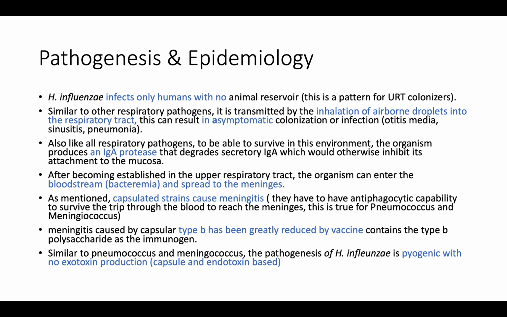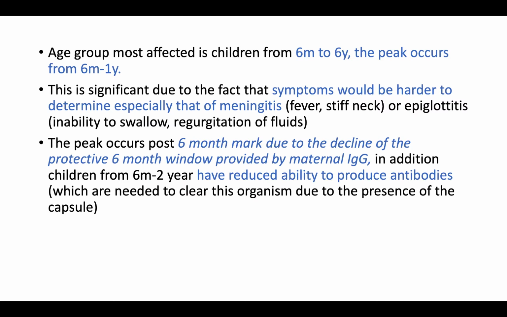They have no endotoxin, no exotoxin, and no immune-mediated disease. This is just purely pyogenic. Age group: Haemophilus, 6 months to 6 years, and it peaks at the 1 year mark. This is significant because this is where people are not yet fully immunized. Later ages are usually better covered by immunization. It is also significant because symptoms of meningitis are harder to detect in young children, which is the scary bit.